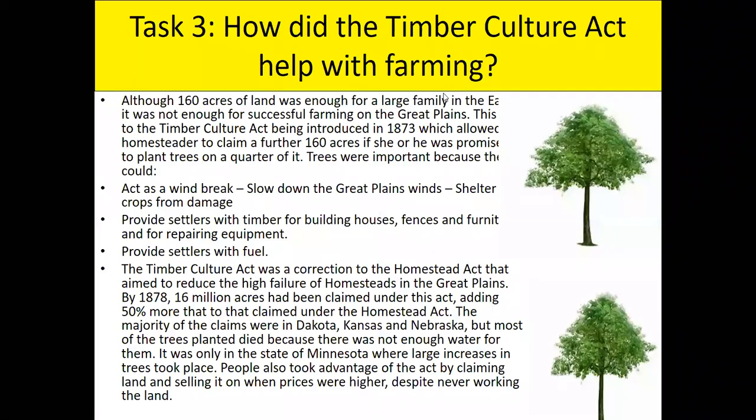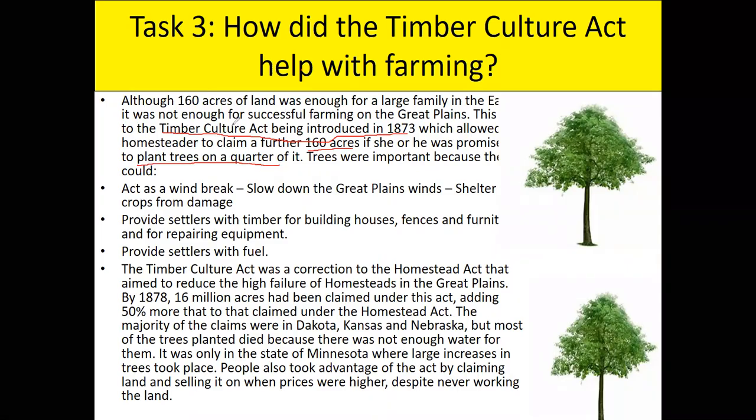But the third reason why settlers were beginning to be successful was because of this act that was introduced by the government in 1873, the Timber Culture Act. Now, under the Homestead Act, obviously families were given 160 acres to farm, and that was enough for a large family. But it wasn't enough for successful farming on the Great Plains, and this led to the Timber Culture Act being introduced in 1873, which allowed a homesteader to get another 160 acres if they planted trees on a quarter of it.